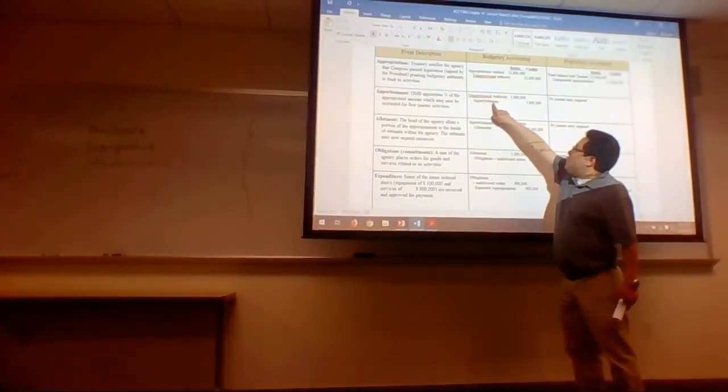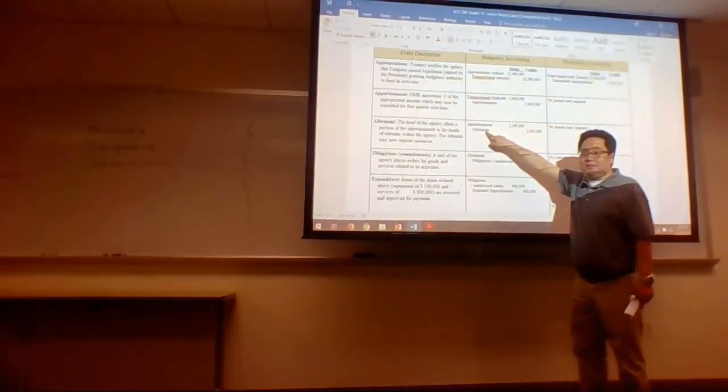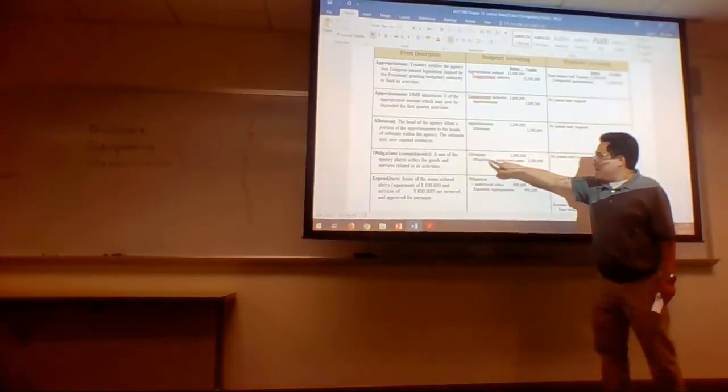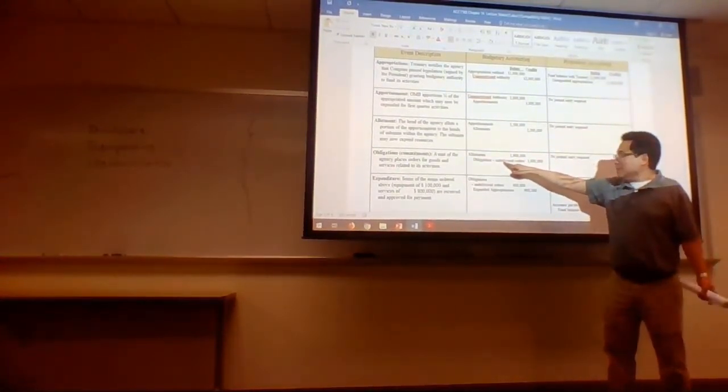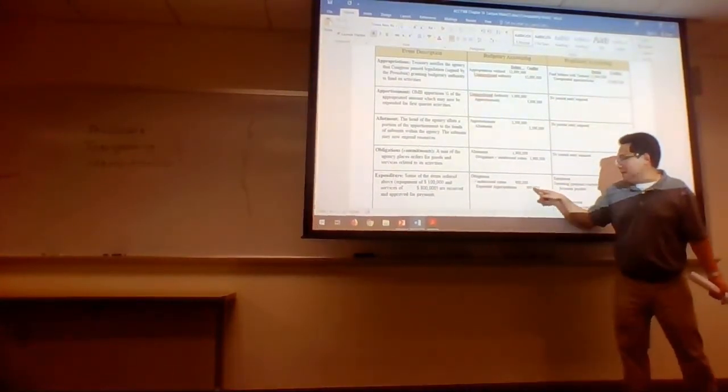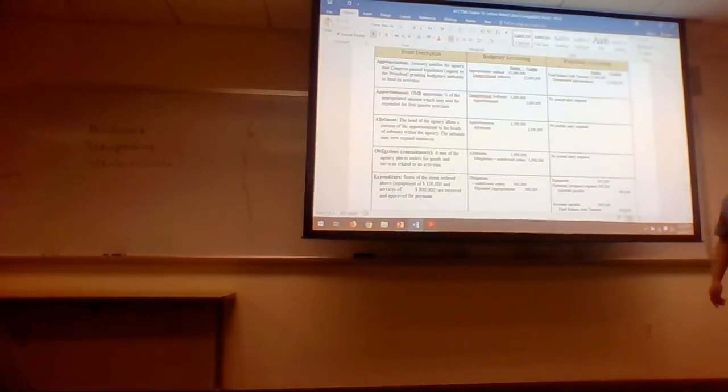Right? When your apportionment goes up here, later on it's going to go down and become an allotment. When you use up your allotment, it goes down and the obligation goes up. When you have an expenditure, the obligation goes down and then it goes into this final account called expended appropriation.